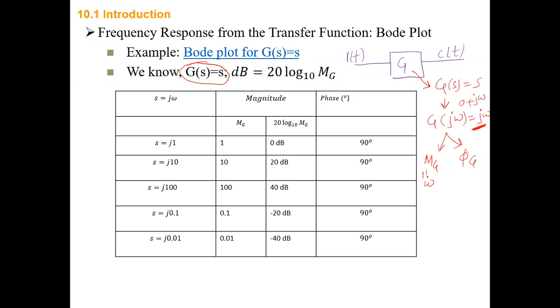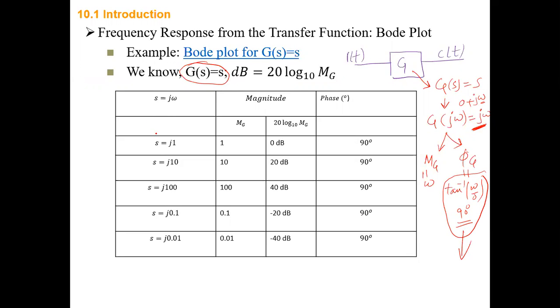What is your phi g? Help me here. Inverse tangent of omega over 0, right? What is omega over 0? Infinity. What is inverse tangent of infinity? 90 degrees. Okay, so this is constant. Phi is constant throughout, 90 degrees all the time. It does not depend on omega.